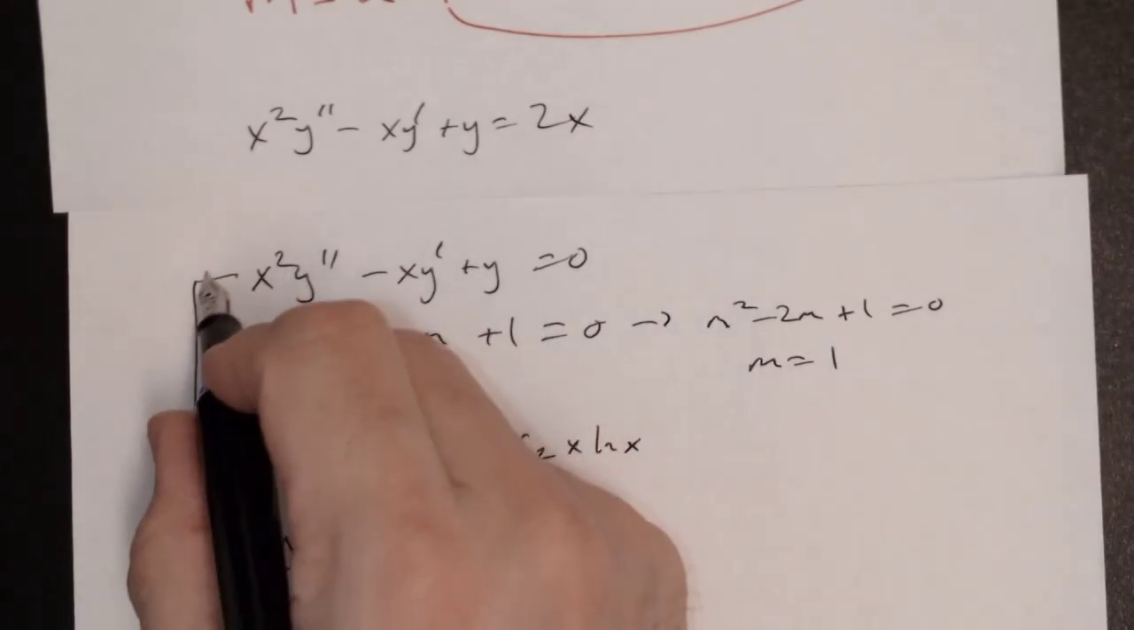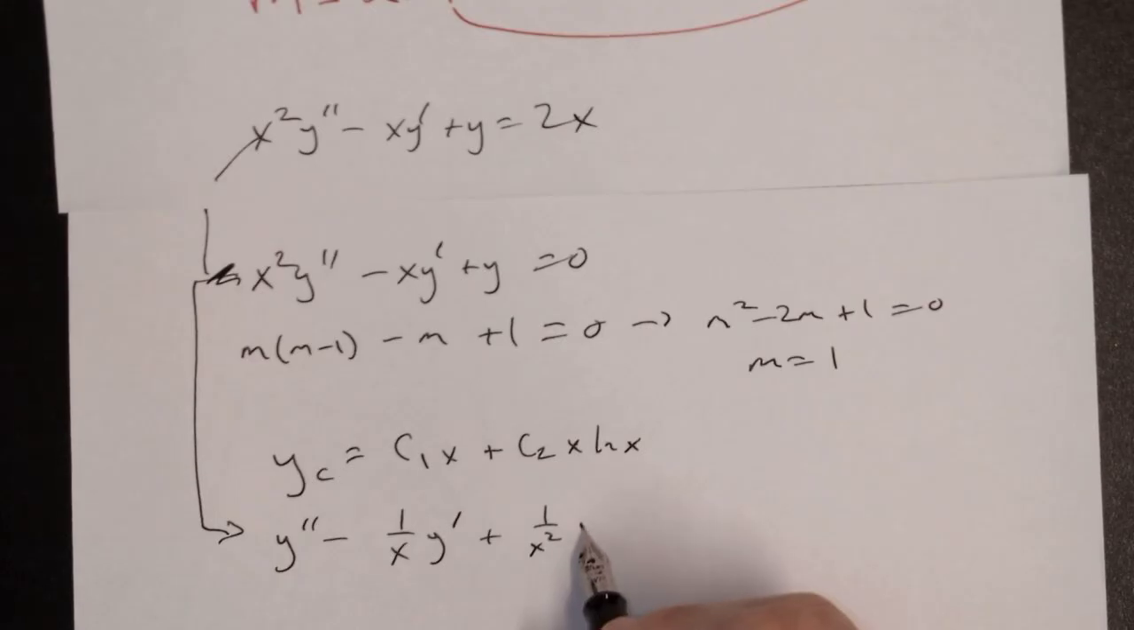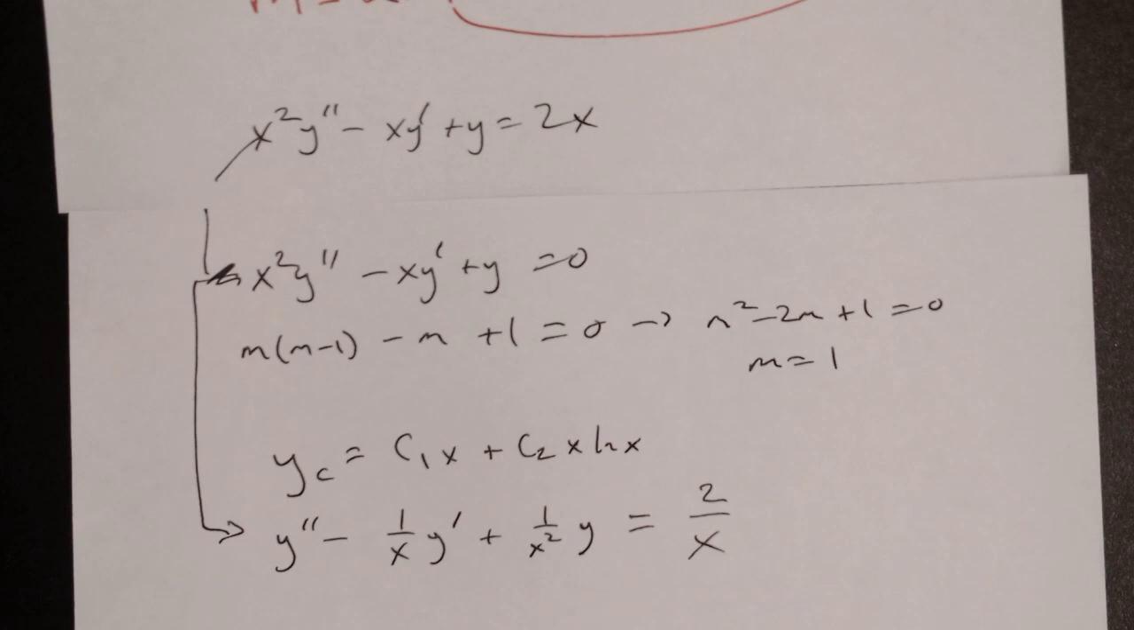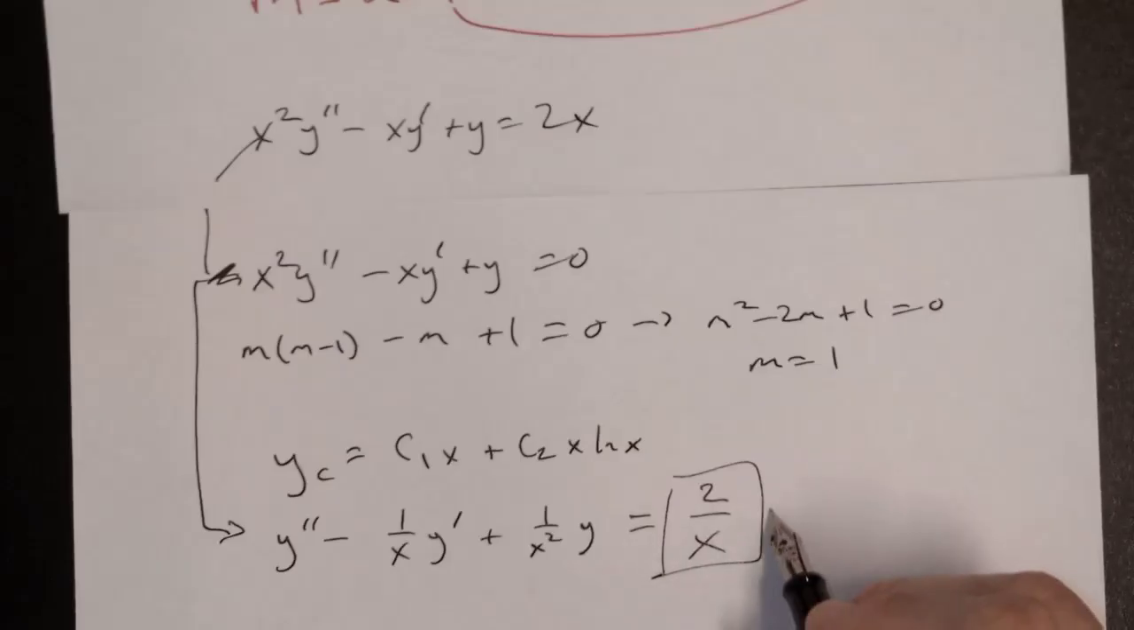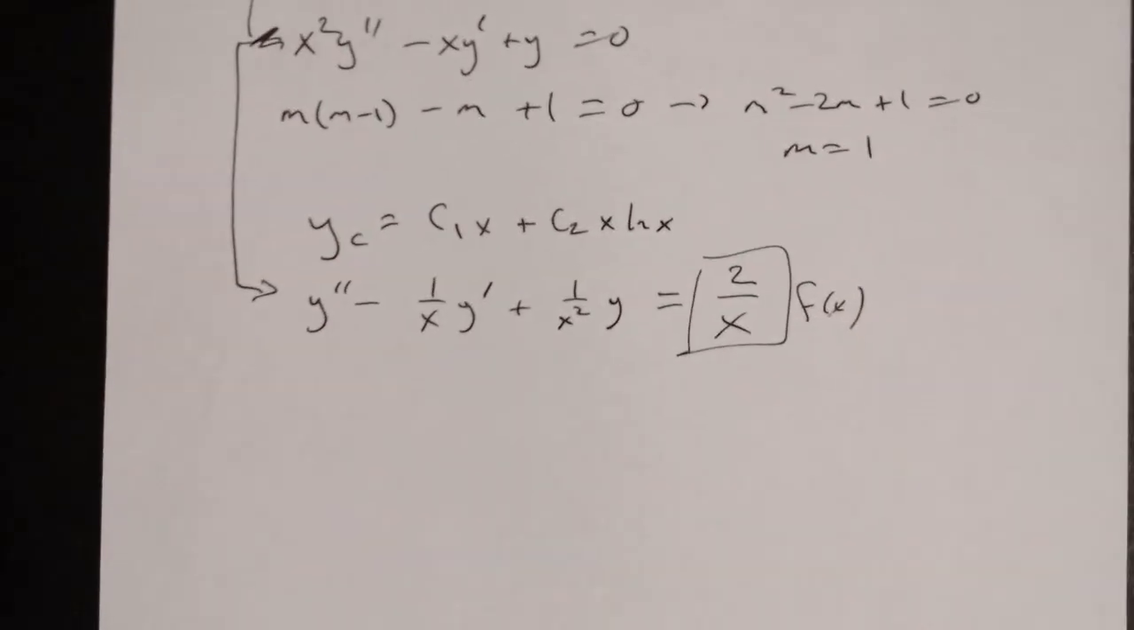I'm sorry, not this one. This one. The one that starts the non-homogeneous part. Because this is f of x. So now I'm going to do 3 determinants. I'm going to do the Wronskian of the 2 solutions.